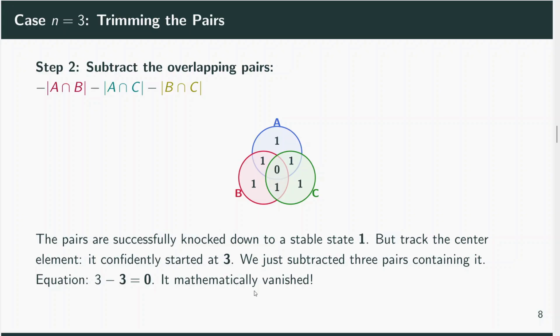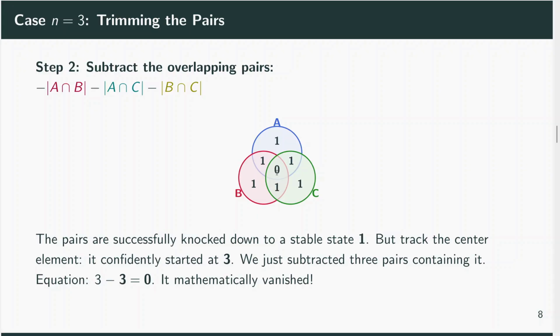It disappeared entirely. So now we have a new problem. The pairwise regions are correct. They are all at count state 1. But the center is broken. It is at count state 0, as if that element does not exist at all. We need one more step to rescue it.